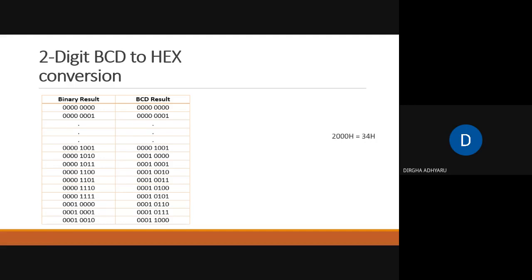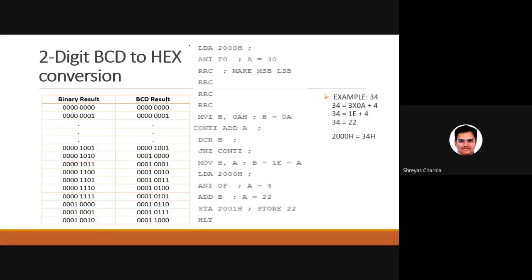Okay, sorry, I just got a call in between, so I disconnected. So this is what we actually need to do, and this is the program. First take the data, do the AND operation. Let's suppose 34 will do with F0.